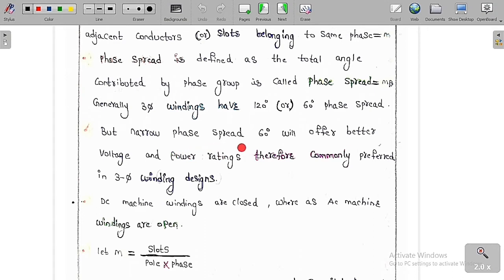So narrow phase spread of 60 degree will offer better voltage and power ratings when compared to 120 degree. Therefore, the 60 degree narrow phase spread is always used in our three phase winding designs.